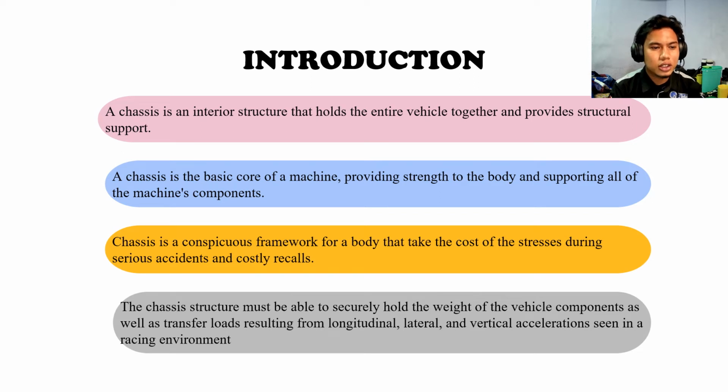First, introduction. A chassis is an interior structure that holds the entire vehicle together and provides structural support. A chassis is the basic core of a machine, providing strength to the body and supporting all of the machine's components. The chassis structure must be able to securely hold the weight of the vehicle components as well as transfer loads resulting from longitudinal, lateral, and vertical acceleration seen in a racing environment.